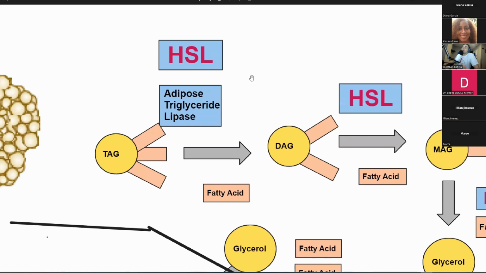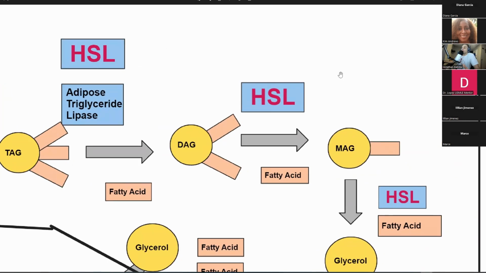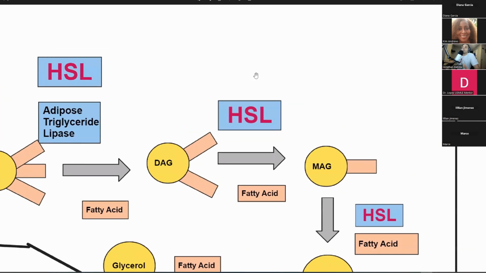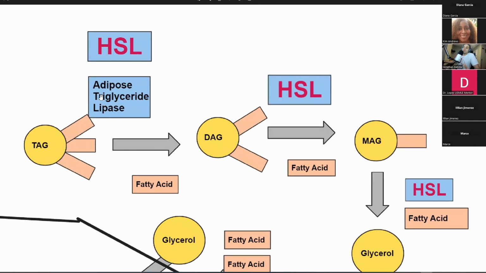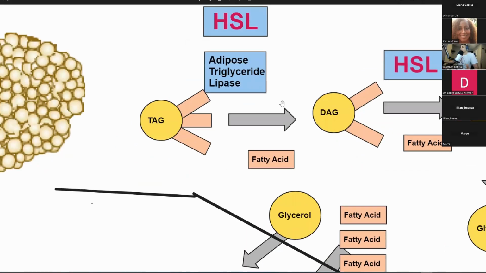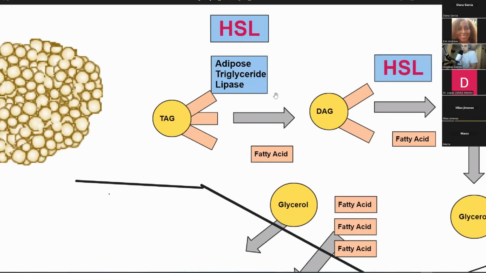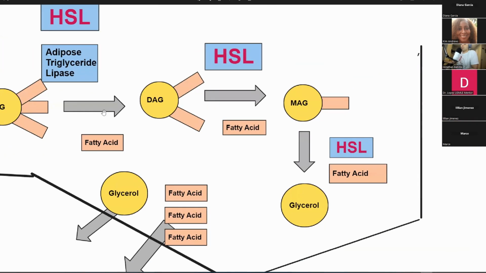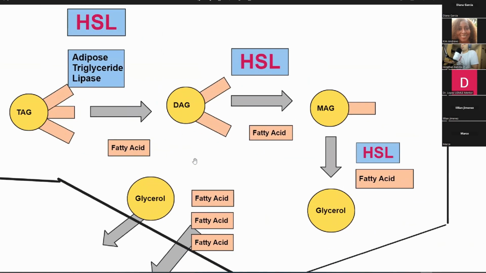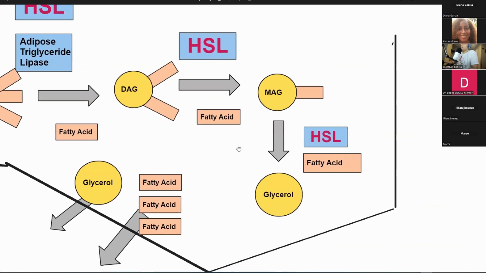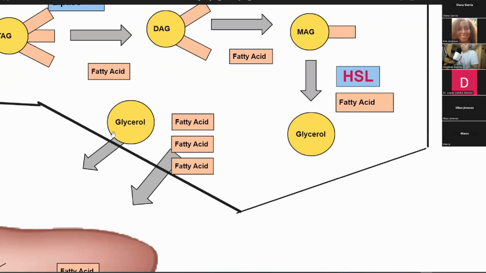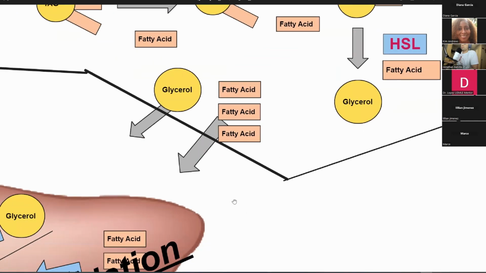So hormone-sensitive lipase works in every step here. But the rate-limiting enzyme is actually adipose triglyceride lipase. That is the rate-limiting enzyme that's going to initiate the breakdown, the dissociation of these fatty acids from this glycerol. And as it dissociates, it changes its name: triglyceride, diglyceride, monoglyceride, until they break down into their most simple form, glycerol and 3 fatty acids.